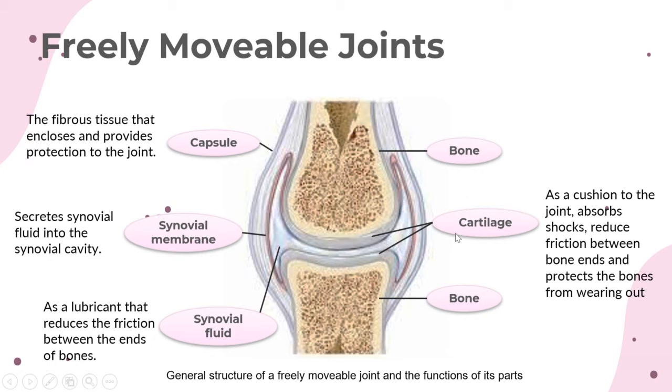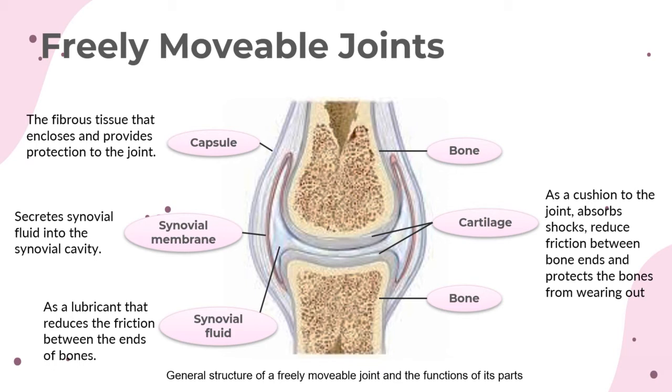So this is the general structure of a freely movable joint. A freely movable joint consists of the capsule, the synovial membrane, the synovial fluid inside the synovial cavity here, and the cartilage. I hope you can remember this structure and also its function.